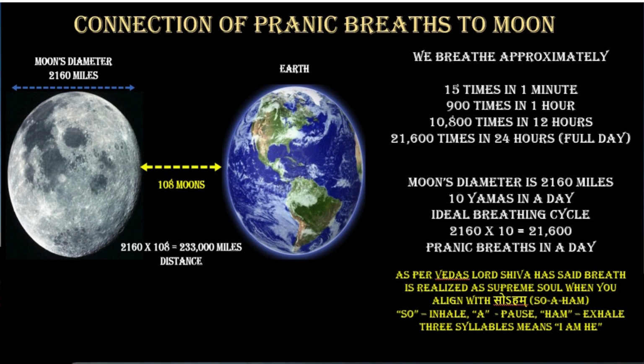And here's the cosmic connection. The moon's diameter is 2,160 miles. There are 10 yamas, yogic divisions of time, in a full day. So what happens when you multiply 2,160 by 10 yamas? You get 21,600, the exact number of pranic breaths in a day. The rhythm of the breath resembles the orbit of the moon, and the timing of your day, all flowing in one sacred harmony.